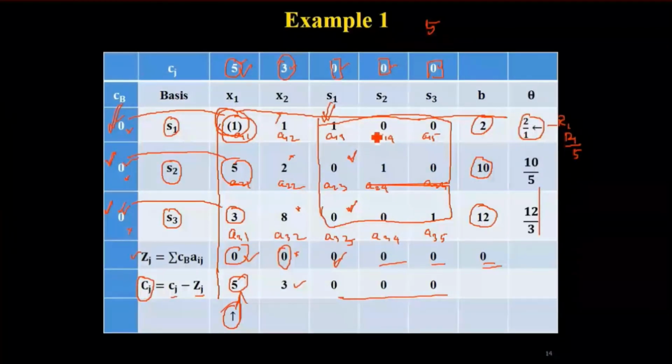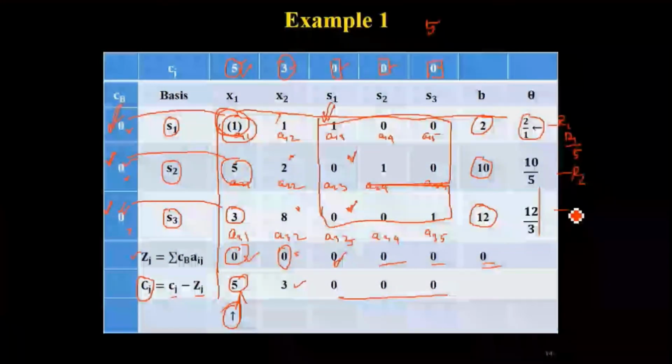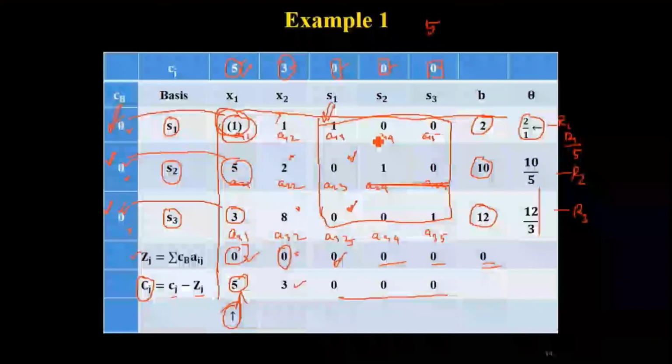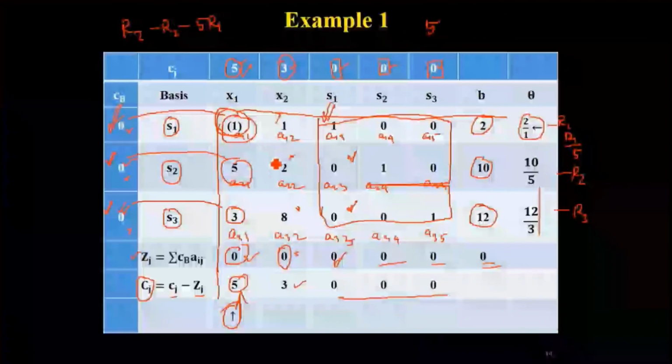You see, if this is row 1 I am telling, and this is row 2, this is row 3. So you have to do the row operation. Change R2 as R2 minus 5 R1. If you do that, this element will be 0, because 5 minus 5 is 0.